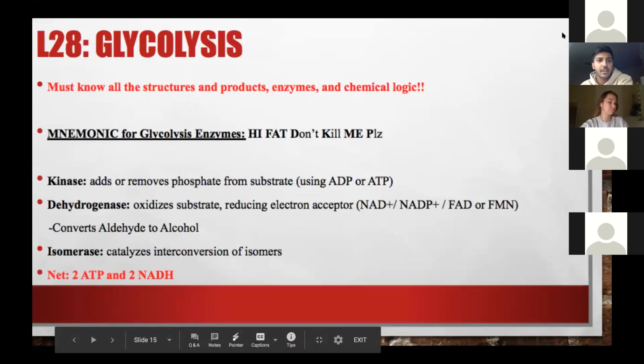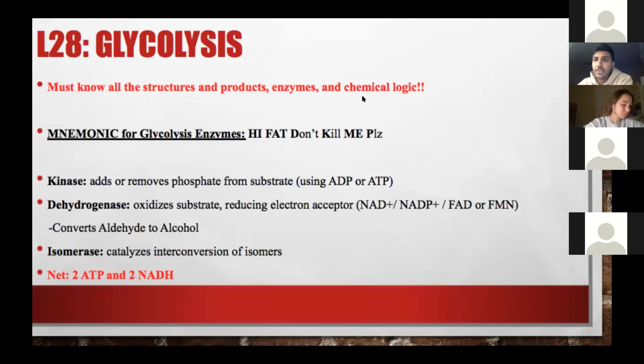So in terms of glycolysis, obviously just know the structures, enzymes, and stuff like that. But you also have to know chemical logic. What that means is you have to know why we do certain steps. Whenever you're going through the pathway, you should ask yourself, why are we doing this step in the first place? And I'll walk you through that for each of the steps. But essentially, a mnemonic that worked for me for the enzymes was "high fat, don't kill me, please." So if you want to memorize the enzymes, you could use that.